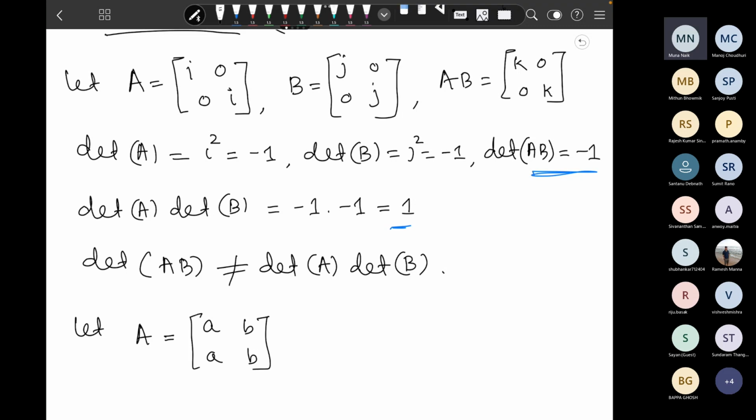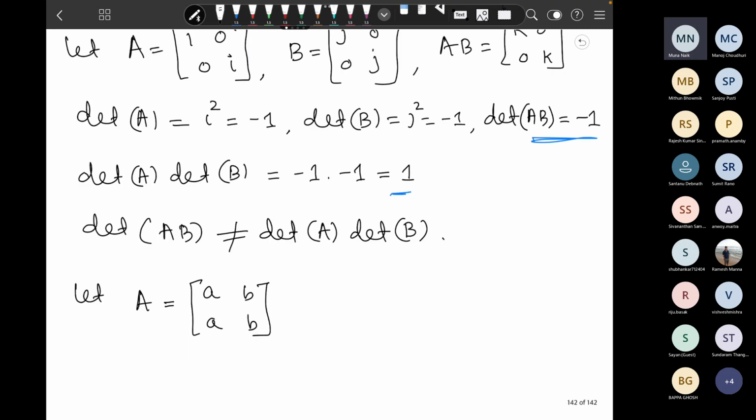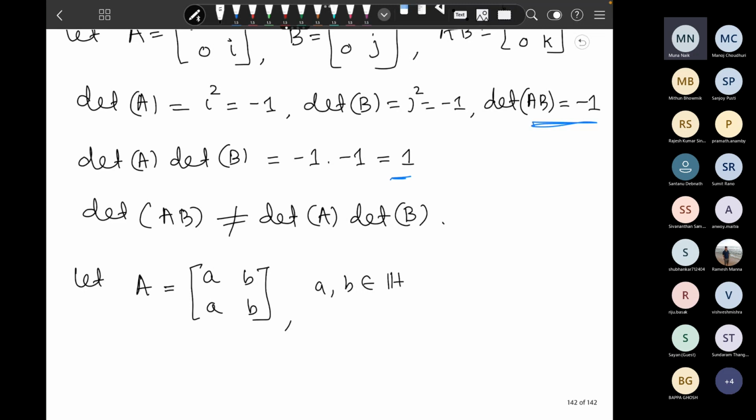Now let A be the matrix with rows (a, b) and (a, b), where a, b belong to H. These are not real numbers; a, b belong to H. Now two rows are actually the same, so these two rows are linearly dependent. So what is the determinant of A? This is equal to ab minus ab, which is equal to 0.